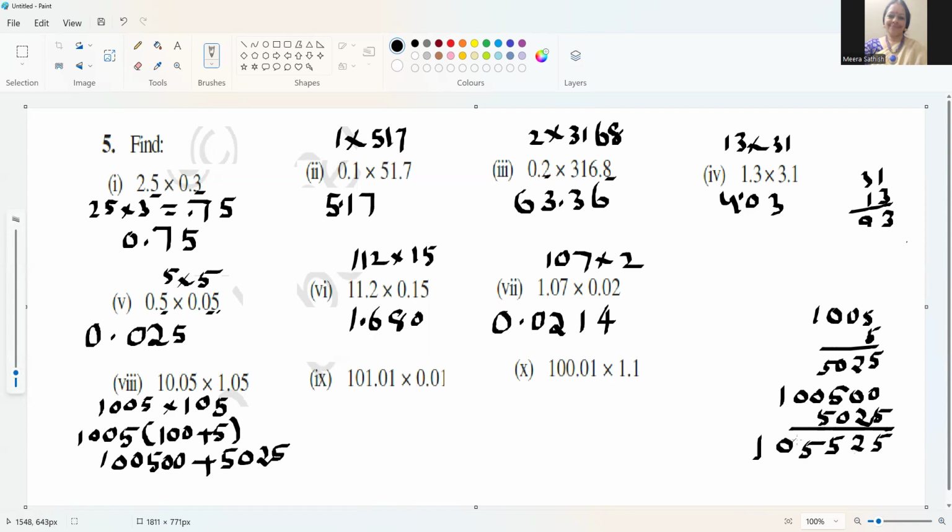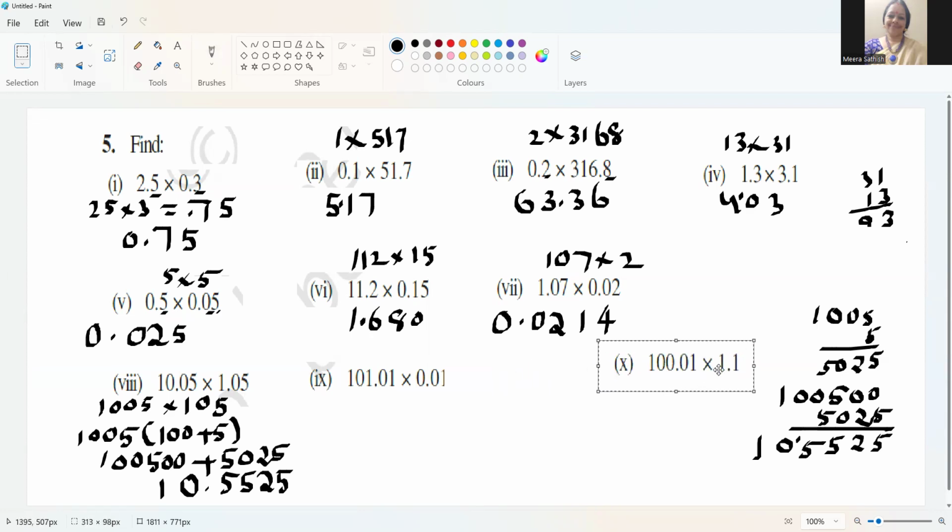So 10.5525 you will get. See, you can do the actual multiplication also, no problem. I just showed this way also you can do. So I just showed that. Okay. Next one.